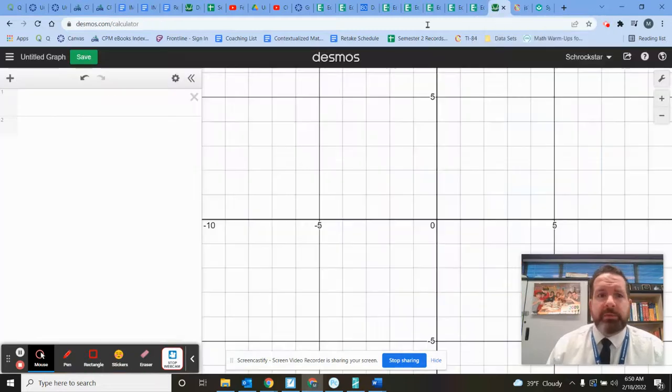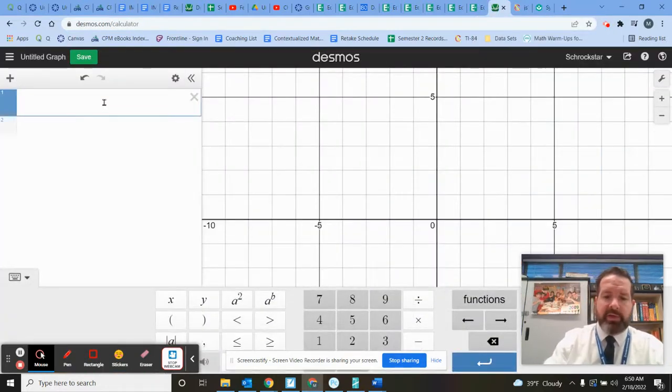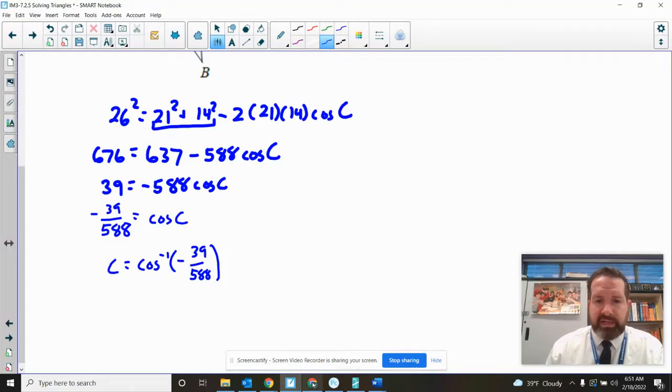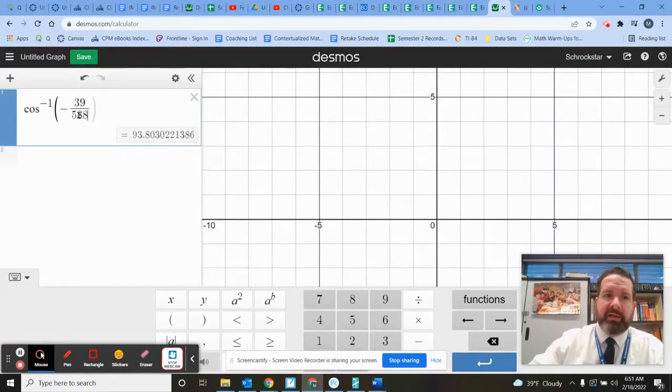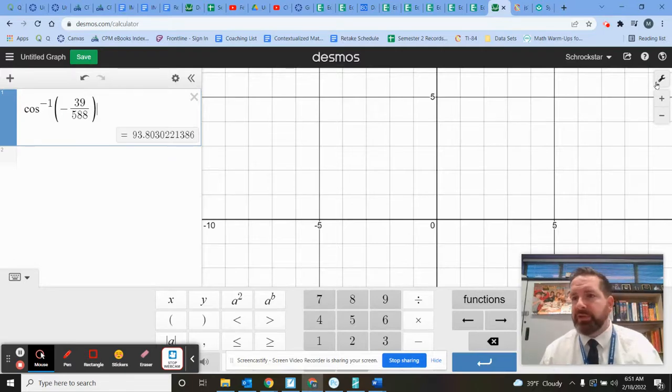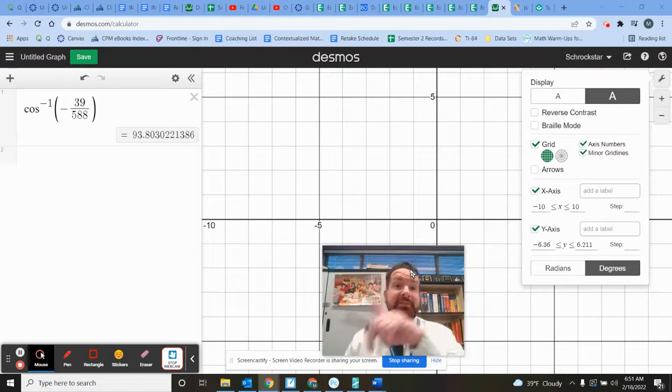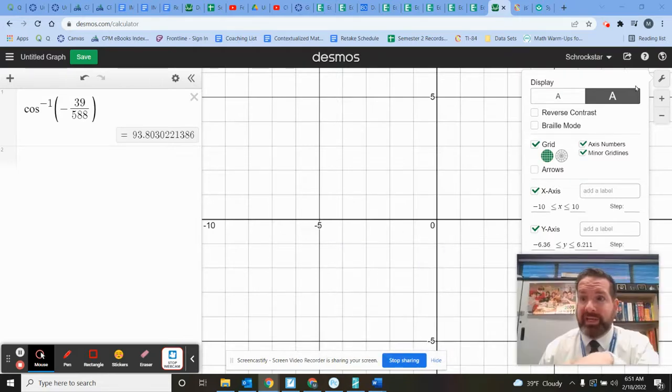So on Desmos, we can do this same thing. I want inverse cosine of negative 39 over 588. I'm going to just do a quick check, make sure my setting is in degrees, which it is. Now you have to reset that every time you go into your Desmos. So every time you're doing trig stuff, sine, cosine, tangent, make sure you're set in degrees. Doesn't matter for anything else, just the trig stuff.